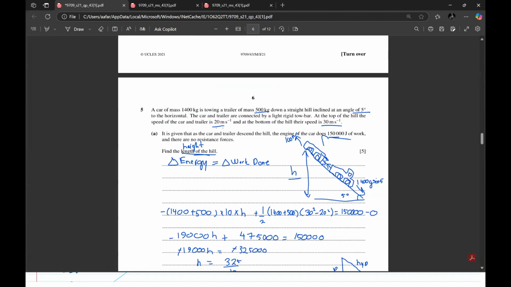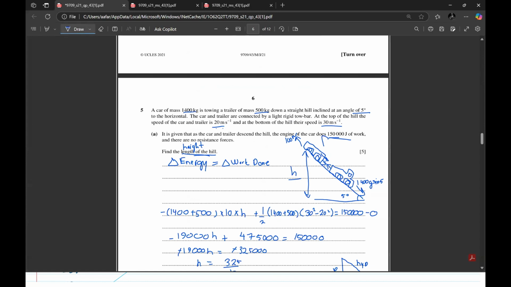You have this question. They've given us the masses, they've given us the angle, and they've given us the initial and final speeds, and they've also given us the work done by the driving force. They told us that there's no resistive force. So we know the only thing is change in GPE plus change in KE is equal to work done by the driving force minus work done by the resistive force.